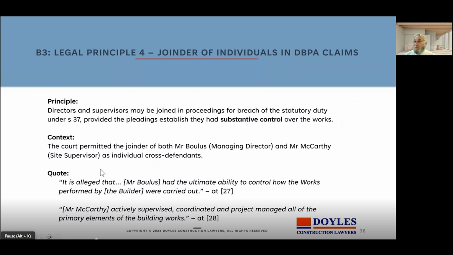The other aspect is that he looked at the role that people had. That is, Mr. Bowles had the ultimate ability to control how the works performed by the builder were carried out. So Bowles was supervising it, and McCarthy actively supervised, coordinated, and project managed. So again, the situation is project management. You need to be making sure that not only are you progressing the works and motivating everyone to get the job done, but you've got to be careful that it's defect-free. Otherwise, you might attract that liability later.